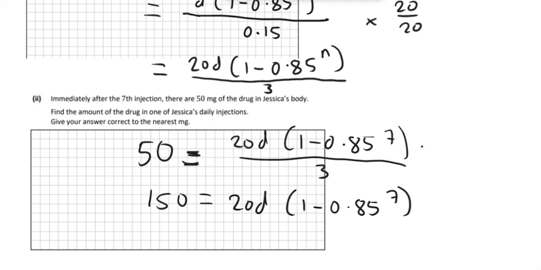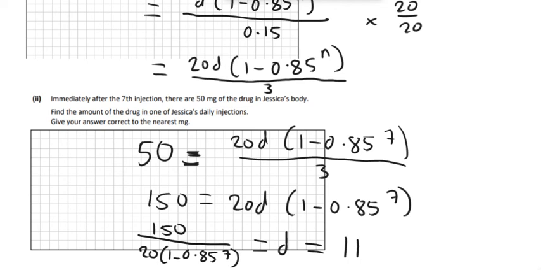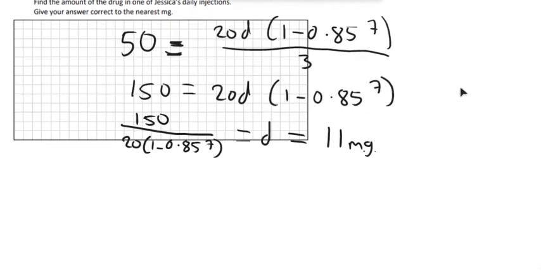And then we can bring over the 20 and the 1 minus 0.85 to the power of 7 together, so we get D equals 150 over 20 times 1 minus 0.85 to the power of 7. Then you can just use a calculator from there, and that should give us D. If you put all that in, you should get 11 when you round it off. So 11 mg, milligrams. So that's it. That's all of that question then.